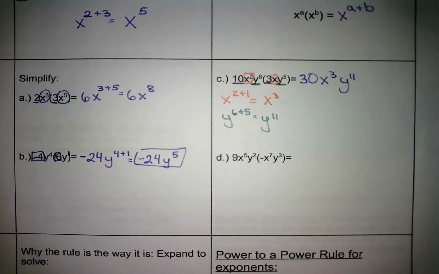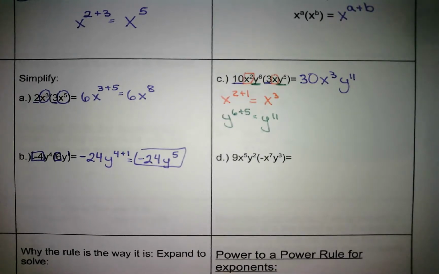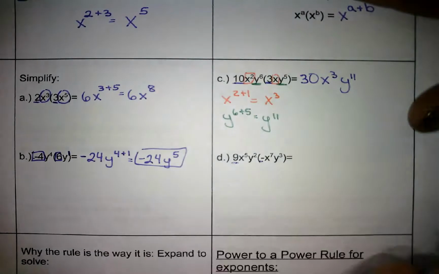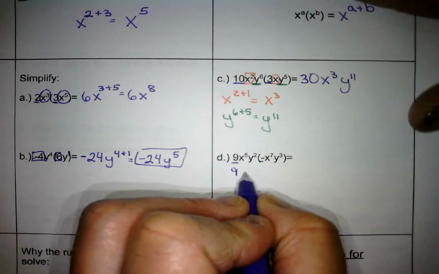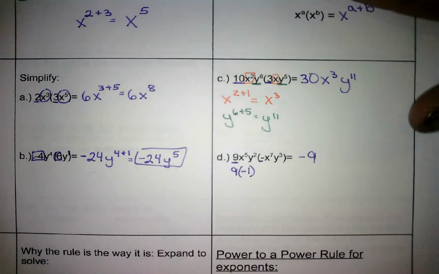So why don't you guys go on ahead and try this next one on your own. Pause the video and come back in a minute and check it. And hopefully you tried this. So it's going to be 9 times negative 1, well, remember that's actually 9 times negative, so that's a negative 9.